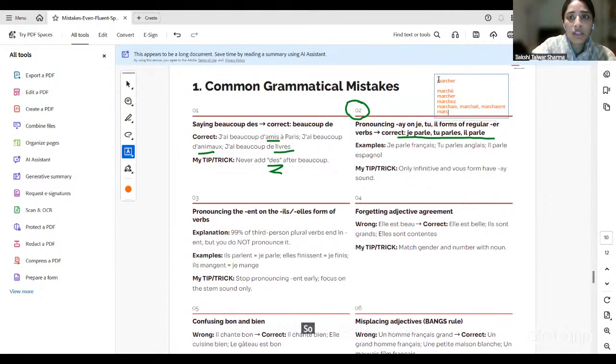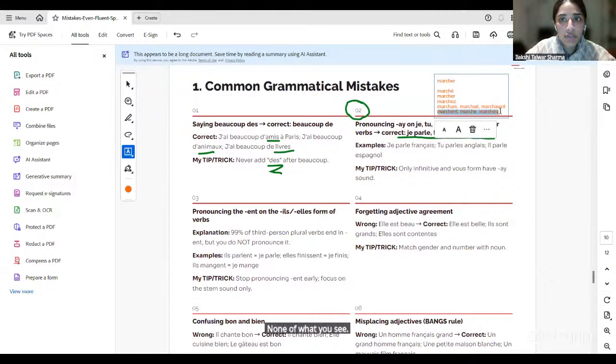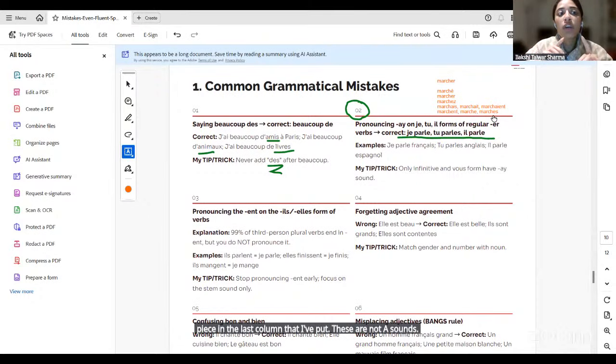So if I have this, it is marche. This is marches. This is marche. None of what you see in the last column that I've put are A sounds. So you'll have your A sound when it's E accent, ER, EZ, or AIS, AIT, and AIENT. I talked about this extensively when we did phonetics, but I'm just reminding you of that again. Okay?